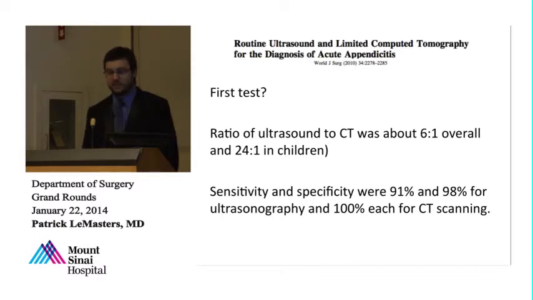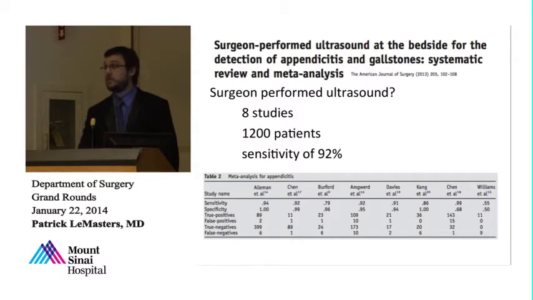They found that using this algorithm, the ratio of ultrasound to CT was about 6:1 overall and 24:1 in children. The sensitivity and specificity for ultrasound were 91% and 98%, and CT is the best, though. It's 100%.